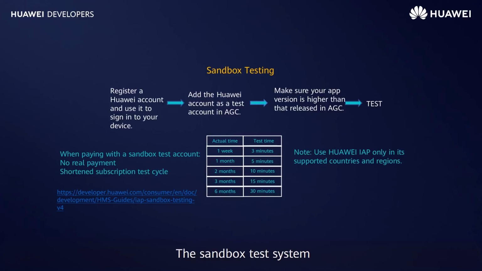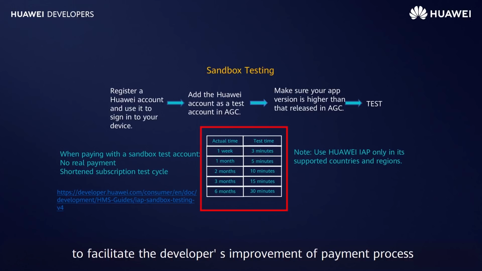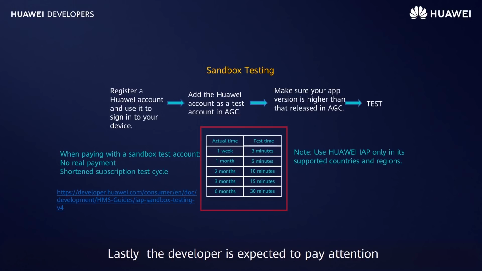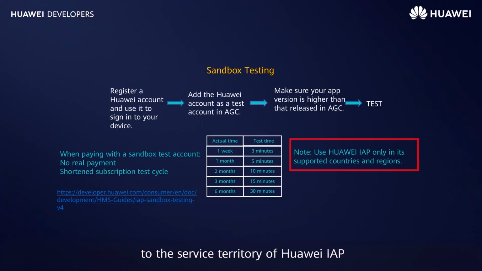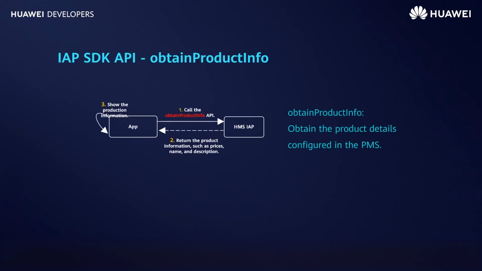The sandbox test system can bring a lot of convenience to developers. Firstly, there is no need for actual payment. Secondly, the test efficiency can be effectively enhanced in subscription tests. As shown in the chart, the subscription with a 1-month period can be tested within 5 minutes to facilitate the developer's improvement of the payment process. Lastly, the developer is expected to pay attention to the service territory of Huawei IAP. Finally, we are going to talk about the codes.